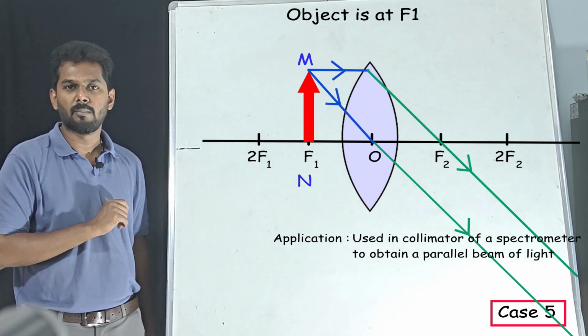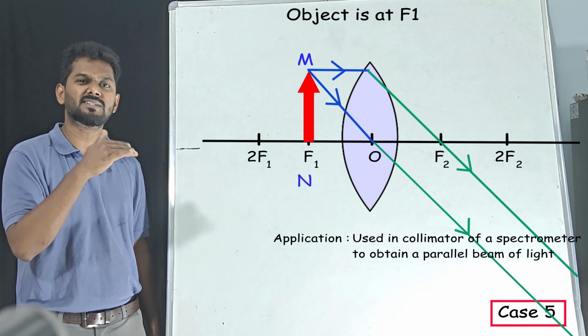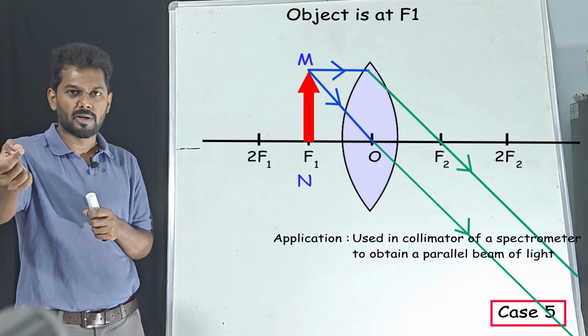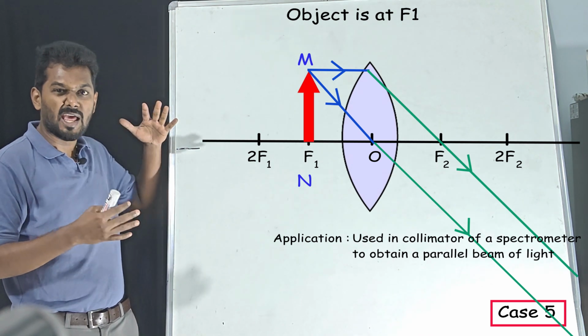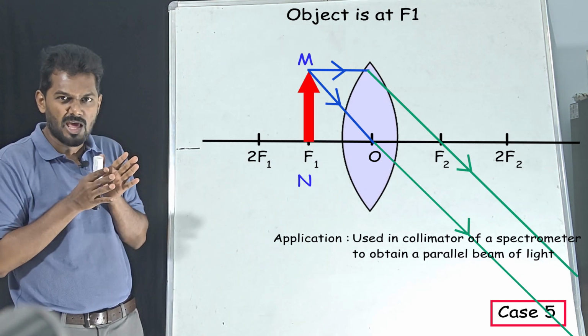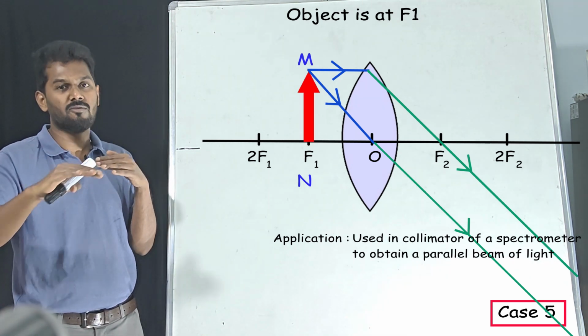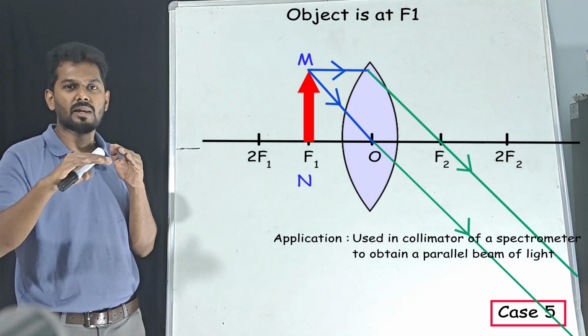That is the meaning of spectrometer. Then what is this collimator? Collimator is a part in the spectrometer which will convert a diverging beam of light. Whenever you give a diverging beam of light, it will convert it into a parallel beam of light.